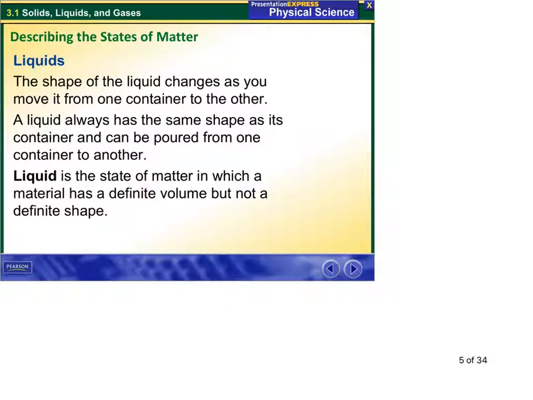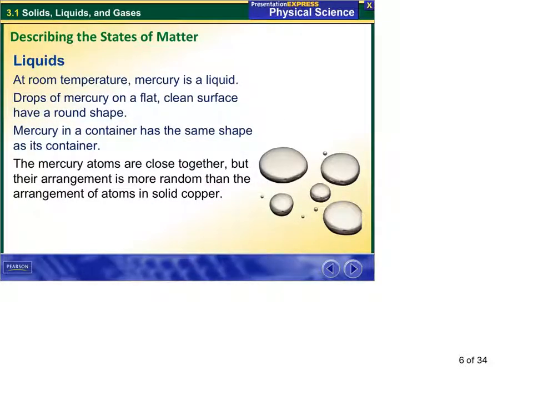And we got liquids. The shape of a liquid will change as you move it from one container to another. A liquid will always have the same shape as its container. It can be poured from one container to another. So when we talk about liquids, we say they have a definite volume, but not a definite shape. As we pour this liquid from one container to another, the volume of it does not change, just the shape.